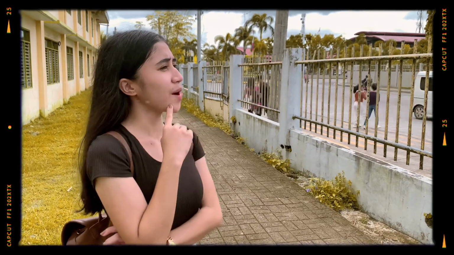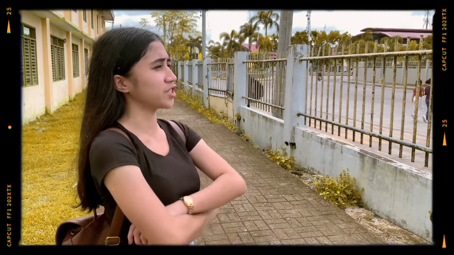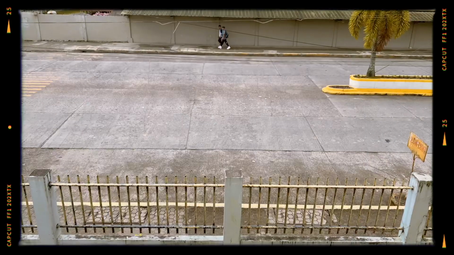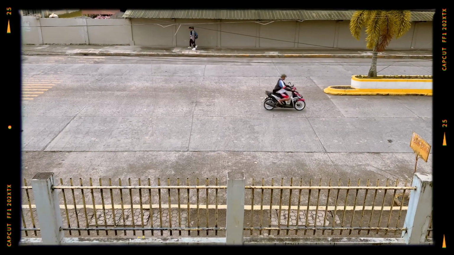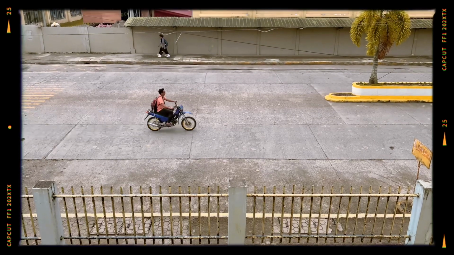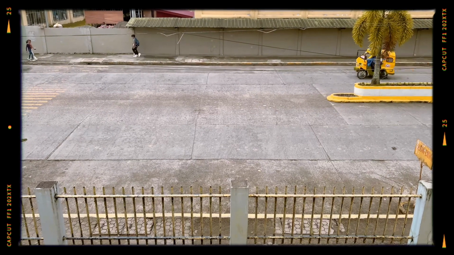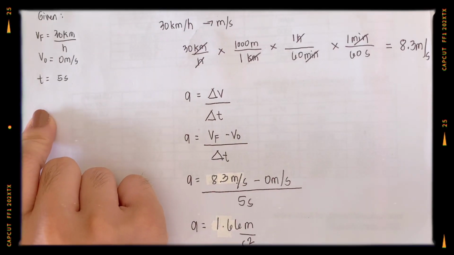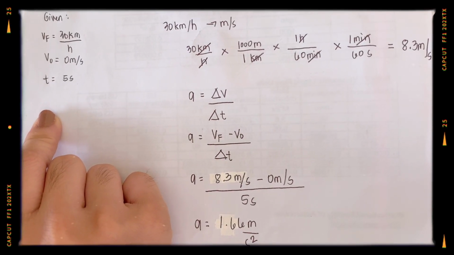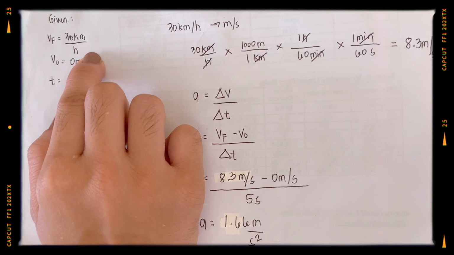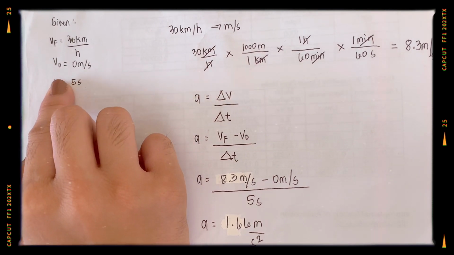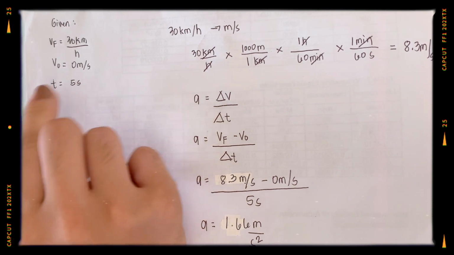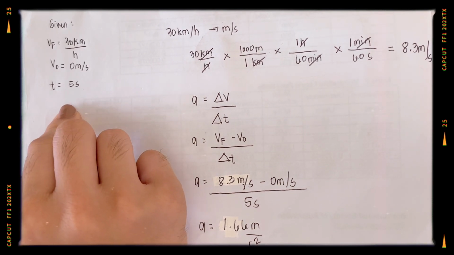I've been curious about the magnitude of Joshua's average acceleration. What if I calculate it? On the way home, Joshua was riding a motorcycle. He started from rest and accelerated to a speed of 30 kilometers per hour in 5 seconds. The given are as follows. Final velocity is equal to 30 kilometers per hour and the initial velocity is 0 m/s because Joshua started at rest, and the given time is 5 seconds.